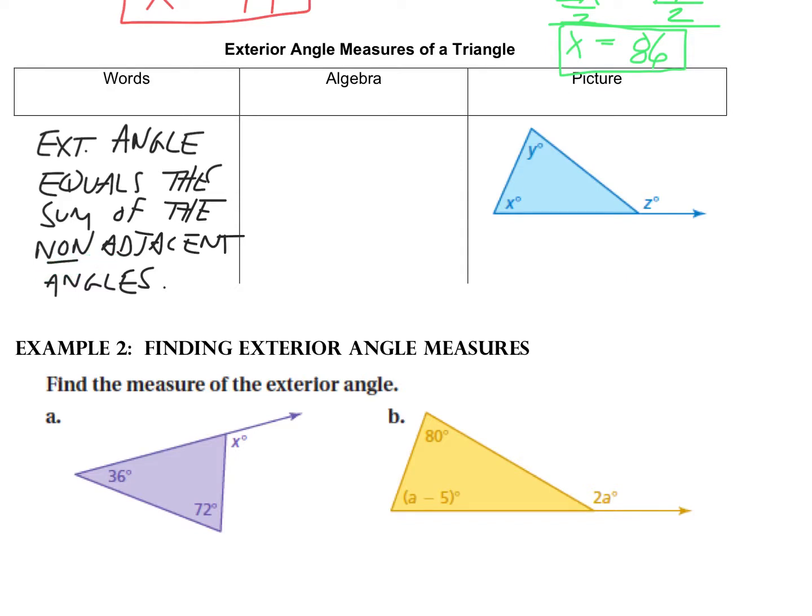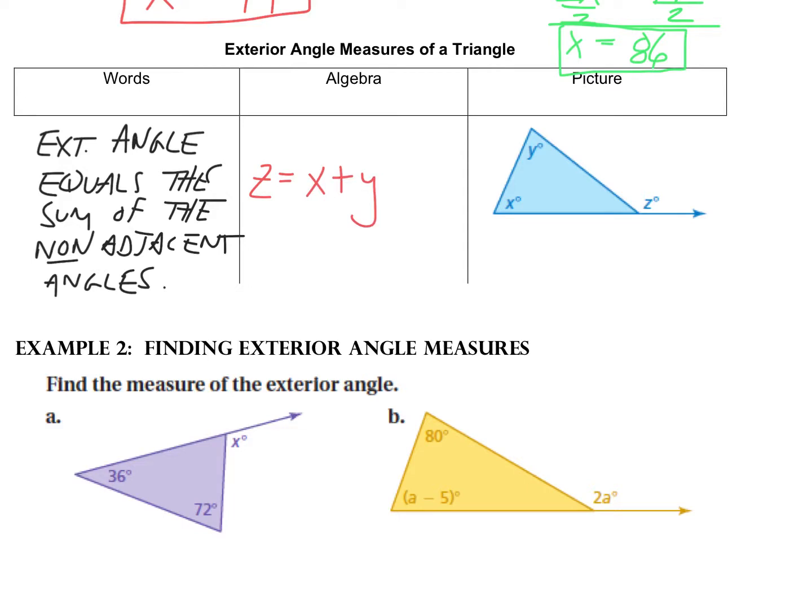If you remember the word adjacent, the angle that's adjacent to z is right here. It's the one just next to it. The one that sits right next to it is the adjacent angle. So if you look at the algebra of this, what we're saying is the angle z equals the sum of the two non-adjacent angles. So y and x are not next to z. So really all we have to do is say x plus y equals z.